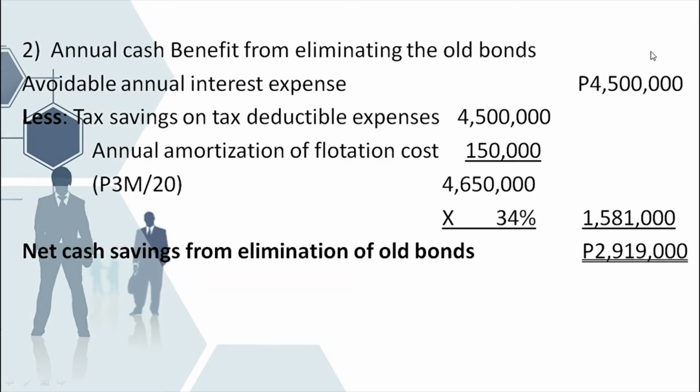Second is the annual cash benefit from eliminating the old bonds. Avoidable annual interest expense amounting to 4,500,000, less tax savings on tax-deductible expenses. Annual amortization of flotation cost 150,000, and we get the 150,000 from 3 million divided by 20. If we add the two, we will get 4,650,000 times 34%. We will get 1,581,000. Then we will subtract the two, 4,500,000 minus 1,581,000.